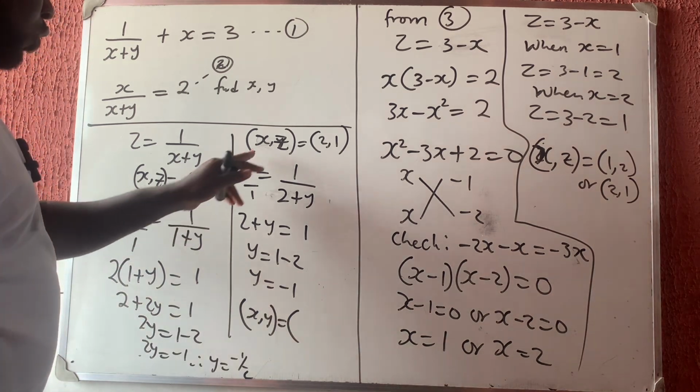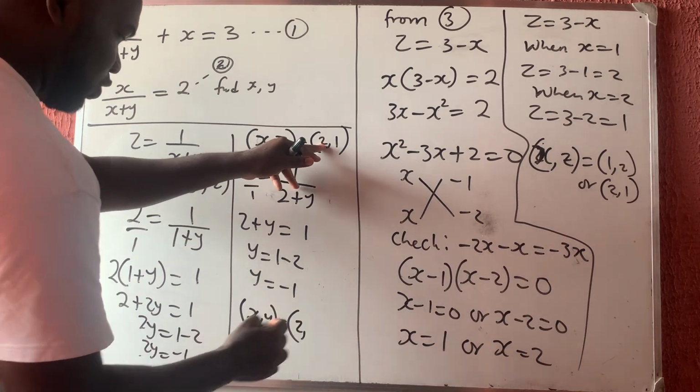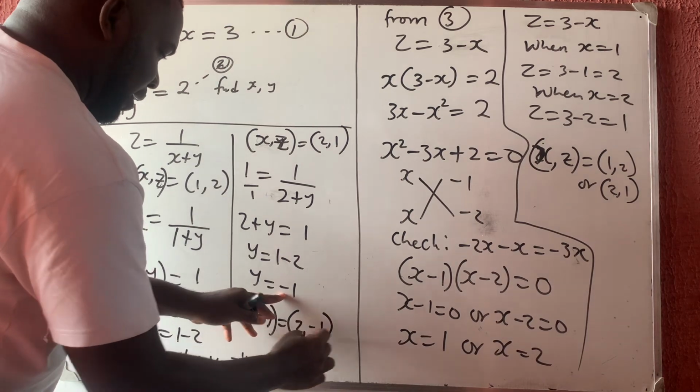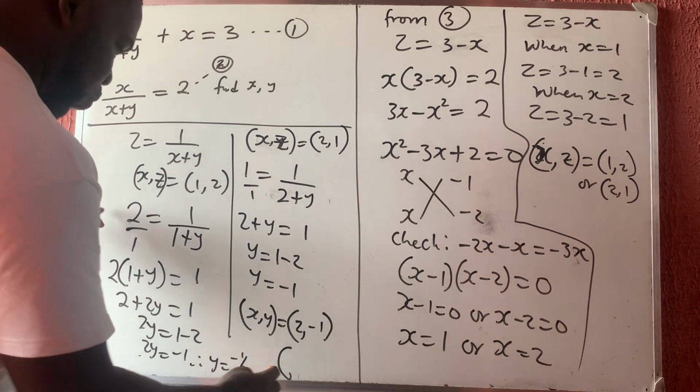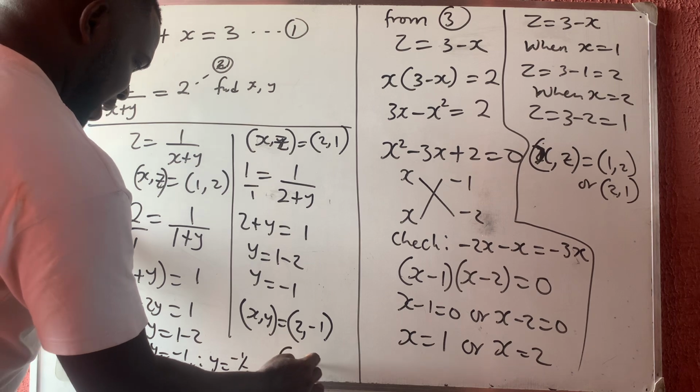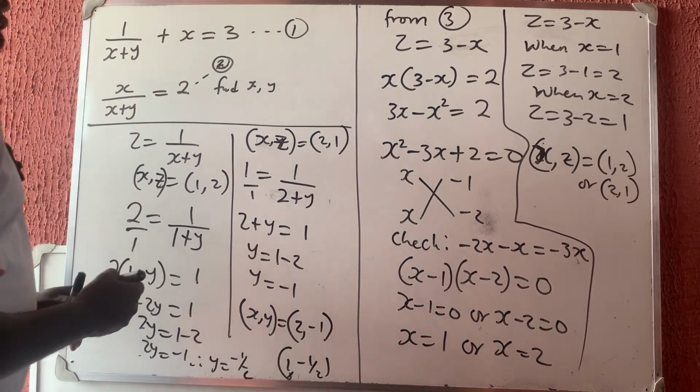Okay? So you now see that x comma y is now equal to, when x was 2, our y was minus 1, and then when x was 1, our y is minus 1 over 2. So that is that for that.